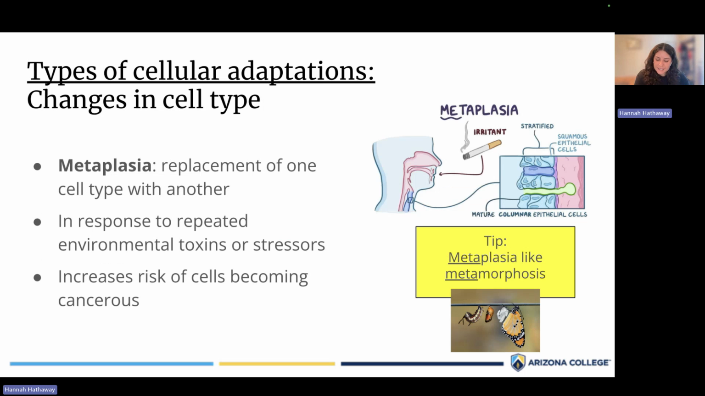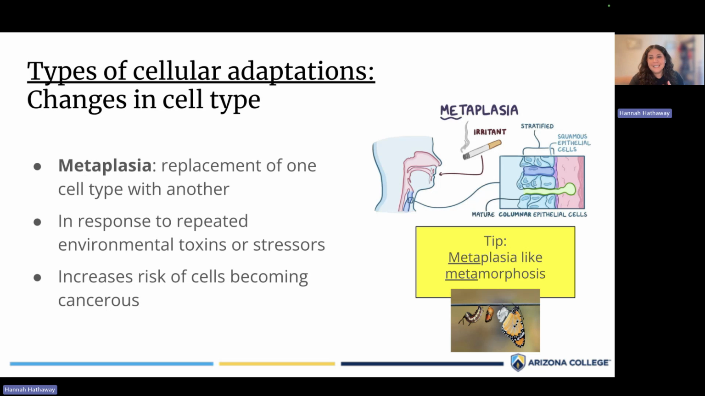Okay, so the next vocab term is metaplasia. This is a change in the type of cell. So this would be a replacement of one type of cell with another. This is usually in response to repeated stressors on that cell. A good way to remember what metaplasia is, you can think metaplasia like metamorphosis. In metamorphosis, a caterpillar changes into something else. It changes into a butterfly. In metaplasia, one type of cell metamorphosizes. It changes into a different type of cell.